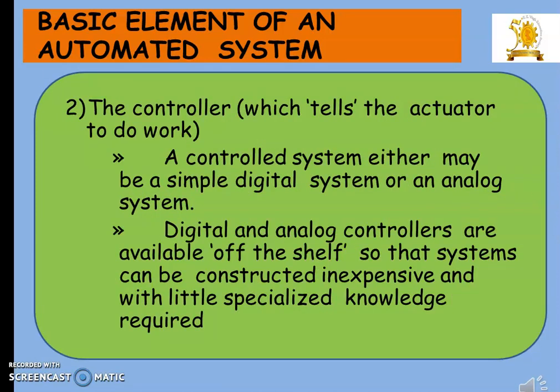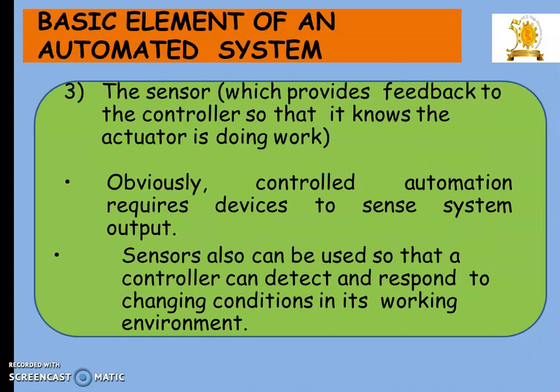The second important part of automated system is the controller. The controller gives instructions to the actuator how to do the work. A control system either may be a simple digital system or an analog system. Digital and analog controllers are available off the shelf so that systems can be constructed inexpensively and with little specialized knowledge required. This is about the controller.